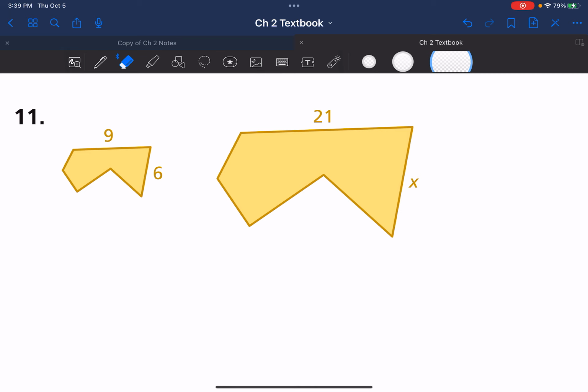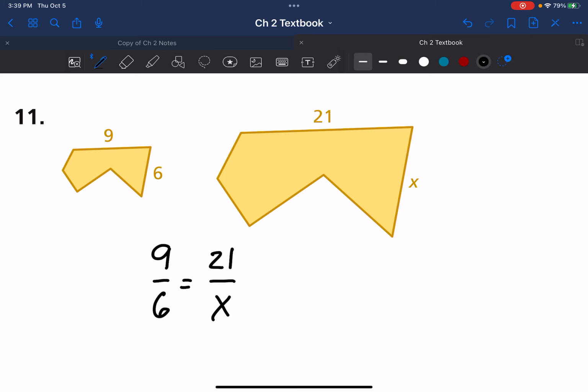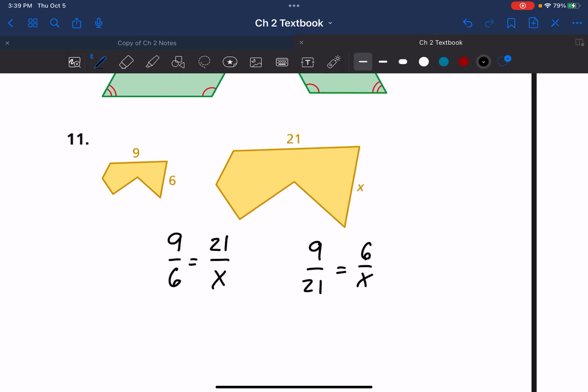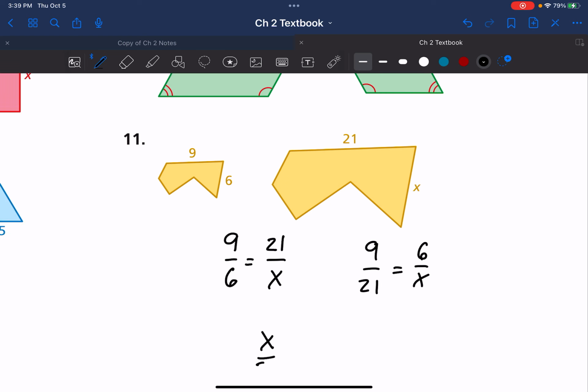These figures are similar, solve for x. Go ahead and pause the video, see if you can set up the proportions on your own. Now you can check in with me. I've got 9 is to 6 as 21 is to x. Okay, remember, you can double check yours because there's so many different ways you could have written this. You could have said 9 is to 21 as 6 is to x. You could have said x is to 21 as 6 is to 9.